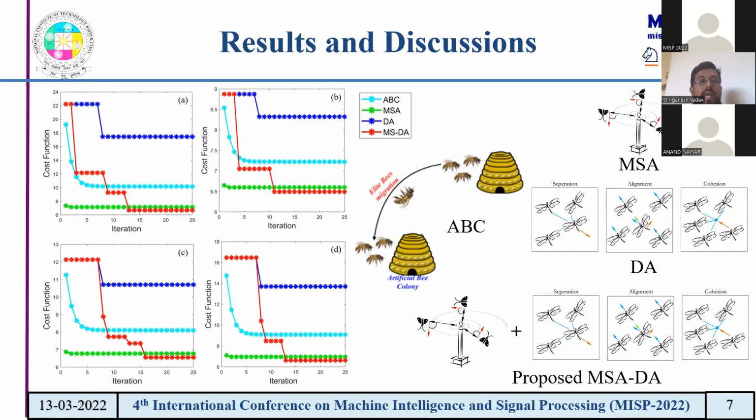One is ABC, that is artificial bee colony. Second one is moth search algorithm. Third one is dragonfly, and fourth one is which we are proposing, that is moth search and dragonfly. So we can see that roughly around 15 to 16 iterations onwards, the energy cost function has reached its saturation value, and the minima was found in the MSA-DA combination, which is our proposed algorithm, as compared to the individual ones, that is ABC, MSA, and DA.